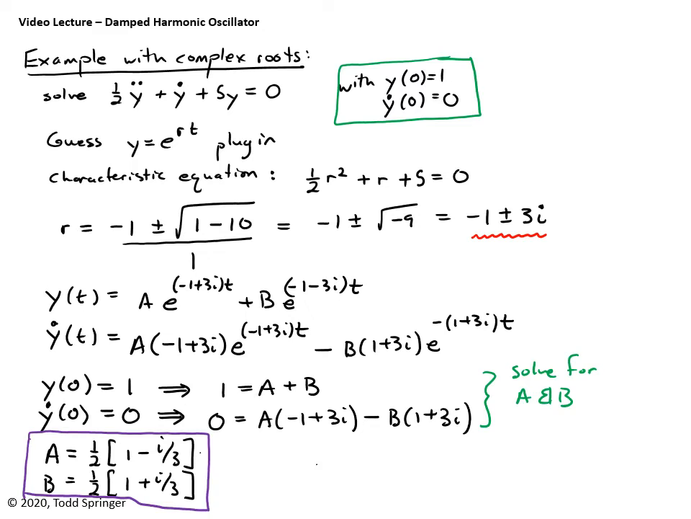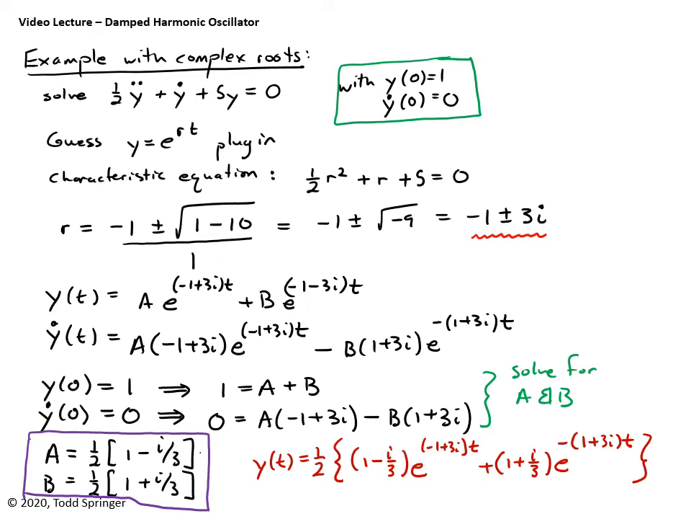So y of t, my solution which meets the boundary conditions, is: there's a 1/2 in both terms, and then I've got (1 minus i over 3) times e to the (minus 1 plus 3i) times t, and then I have plus (1 plus i over 3) e to the (minus 1 minus 3i) times t. Sorry, 3i times t. Okay. So there's my solution with the boundary conditions. Okay, so just a quick example illustrating those techniques.